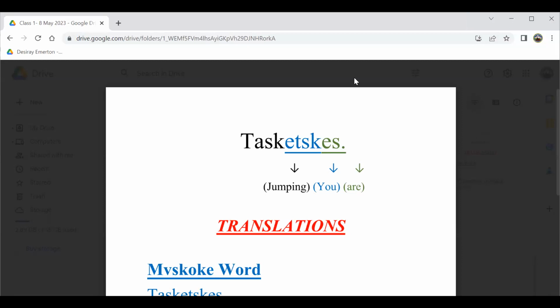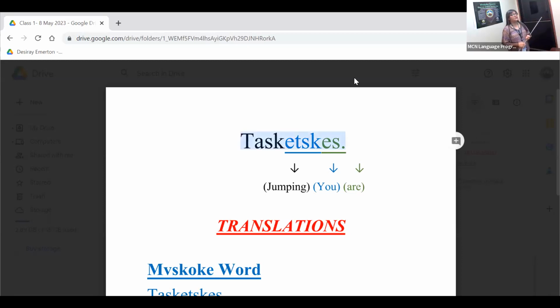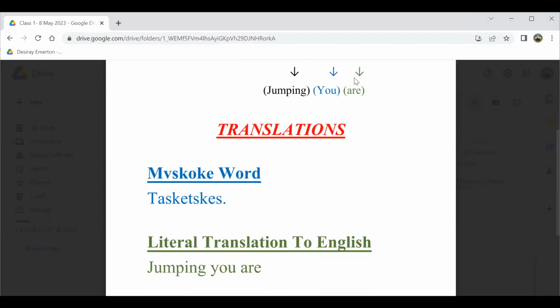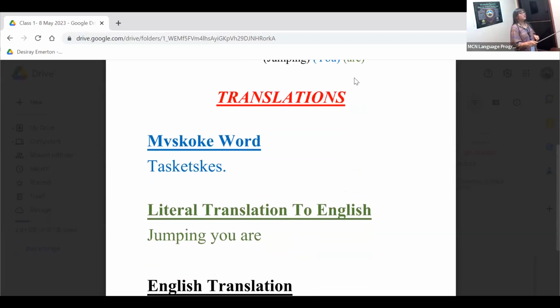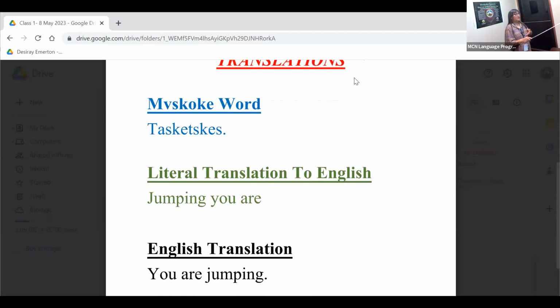If I break it down, you can see that the black part of this sentence is task. So that is your verb stem. The blue is the person marker. We're talking about you, second person, so it's itsk. You add on to it the ending, am, are, is. Jumping you are. So we've got r there. Mvskoke word taskitskis. I know it's a mouthful. Literal translation is jumping you are. And then flip it around and you are jumping.